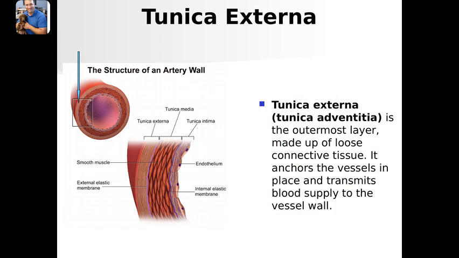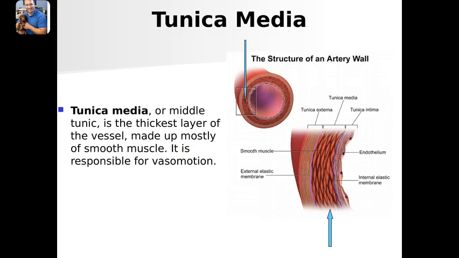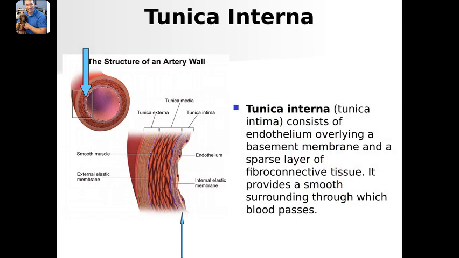Here's an elaboration on the various parts of the wall of the blood vessel. Tunica externa, or adventitia, the outside. Tunica media is the middle, smooth muscle. Tunica intima, slippy and slidey. It's comprised of what's called endothelium, which is a single layer of squamous epithelium.